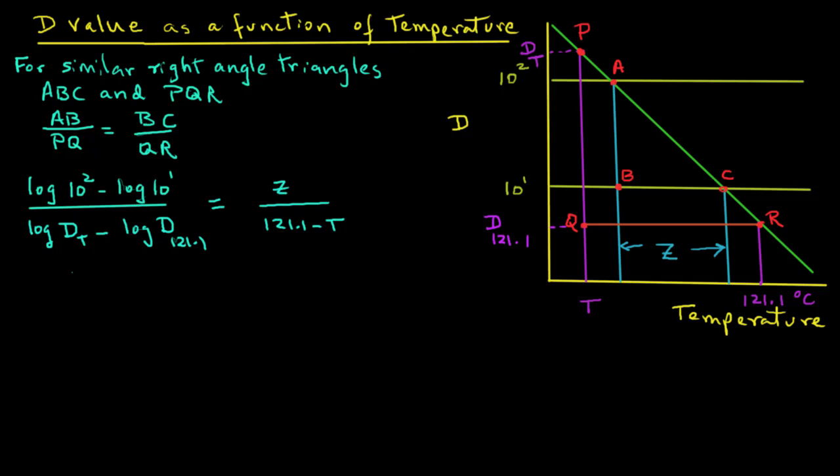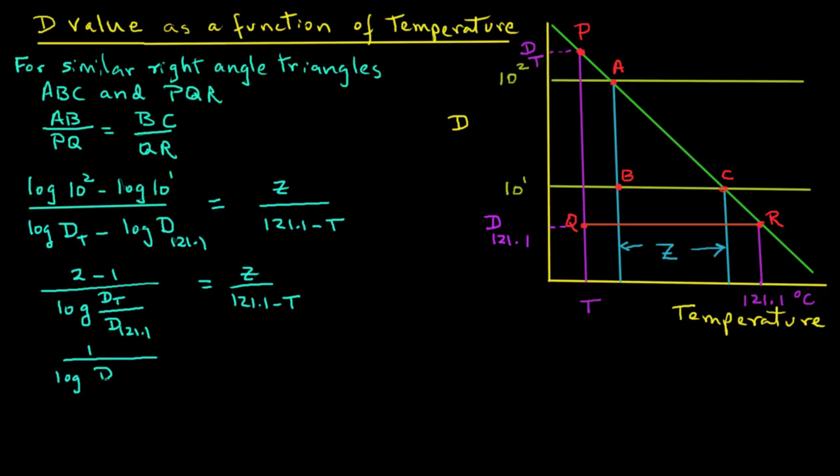And that equals length BC, which is Z, and QR is 121.1 minus T. Now, by simple mathematics, note that log of 10 raised to power 2 will be 2. So we have 2 minus 1, which is log 10 raised to power 1, divided by log, and we can write that as a ratio, dT over D 121.1. And that equals Z divided by 121.1 minus T. So on the left-hand side, we have 1 over log dT over D 121.1 equals Z divided by 121.1 minus T. Then, rearranging the terms by essentially taking the inverse of this equation, we have log dT over D 121.1 equals 121.1 minus T over Z.